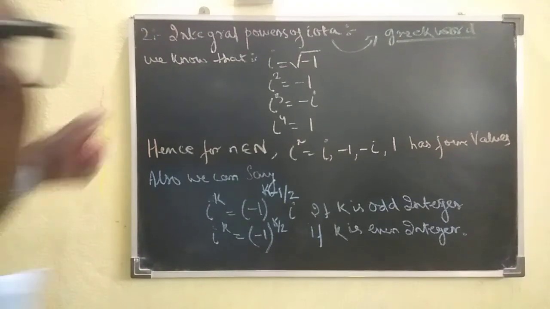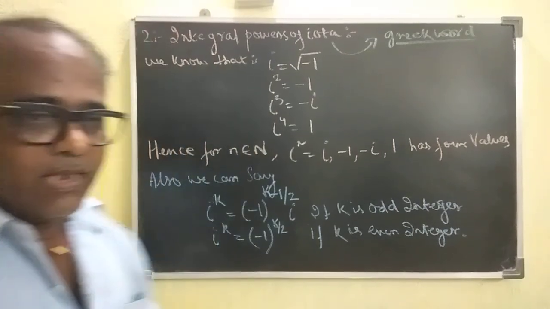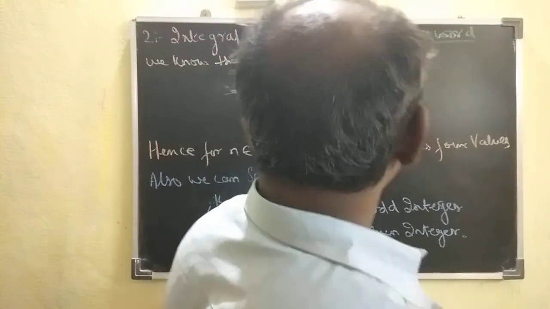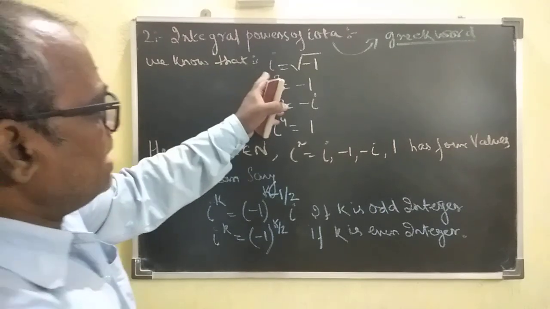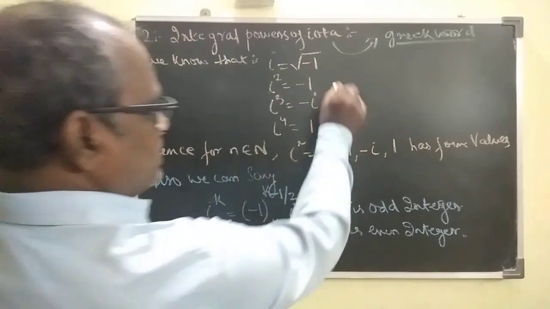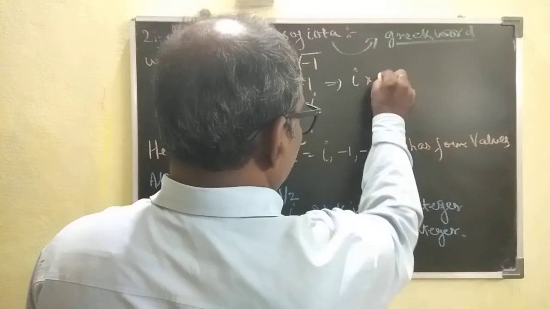अब एक सेकेंड पार्ट है जो है integral powers of iota. i यानी कि आयोटा हम इसे कहते हैं. तो integral power of iota, iota actually एक ग्रीक वर्ड है. सो हमें पता है कि i equals root over -1, i squared equals -1. अब चलो यहाँ से क्या देखते हैं हम? i squared यानी कि i into i.